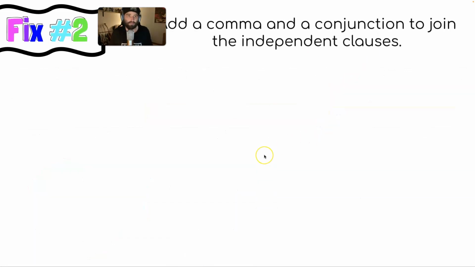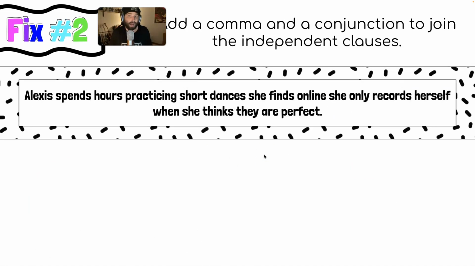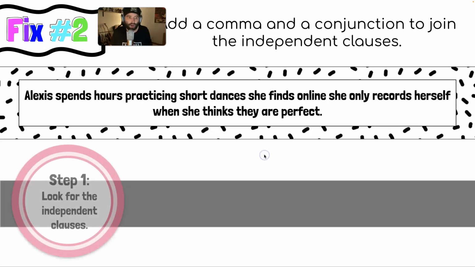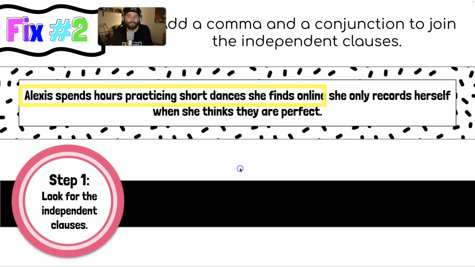Now, our second way that we can split these two things is to add a comma and a conjunction to join the independent clauses. And we've already talked about these conjunctions, but they're going to keep coming back until you have them memorized. So look for the independent clauses. We've already discovered the two in this sentence because it's the same two.